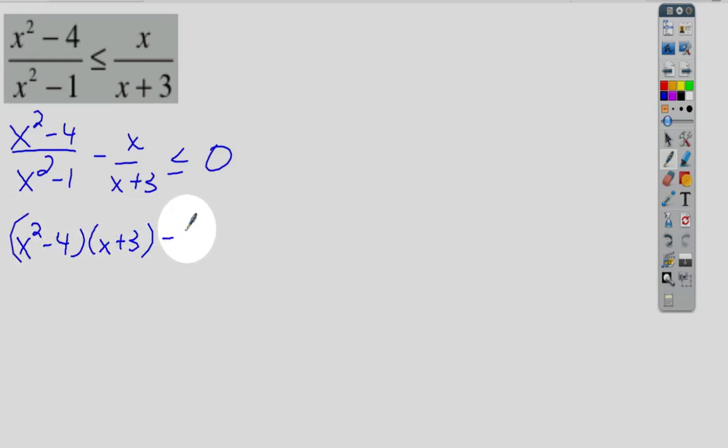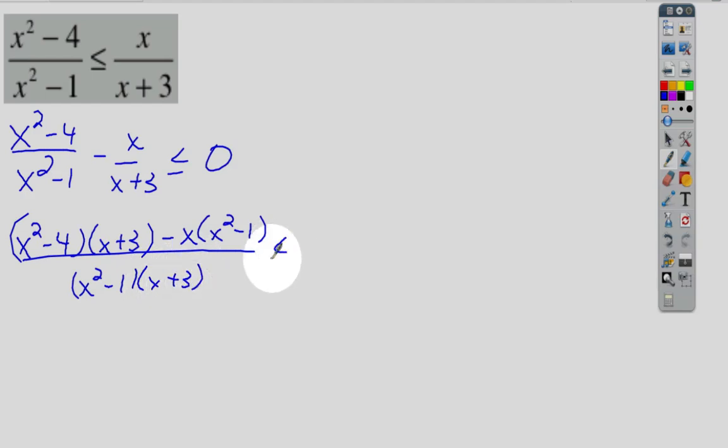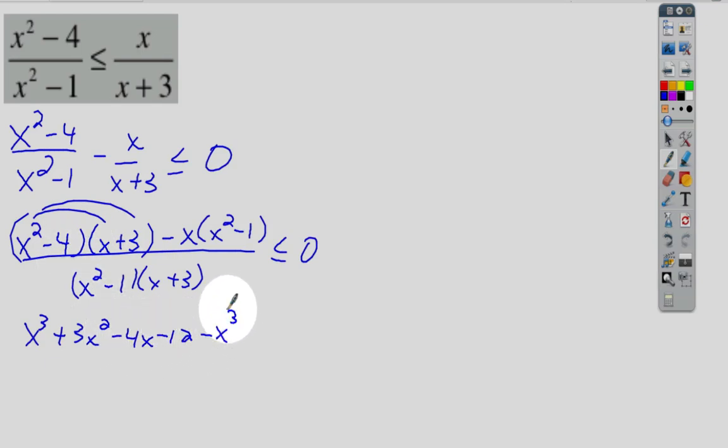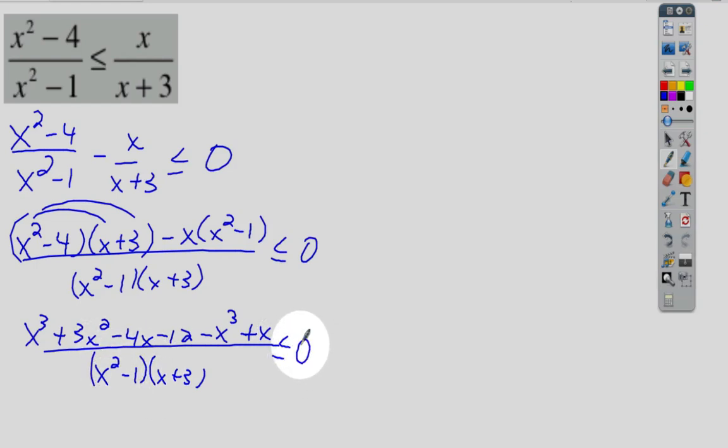So let's do that. x squared minus 1 and x plus 3. Okay, in this case, you need now to expand your brackets. x cubed plus 3x squared minus 4x minus 12 minus x cubed plus x over x squared minus 1, x plus 3. Okay, we're getting closer.